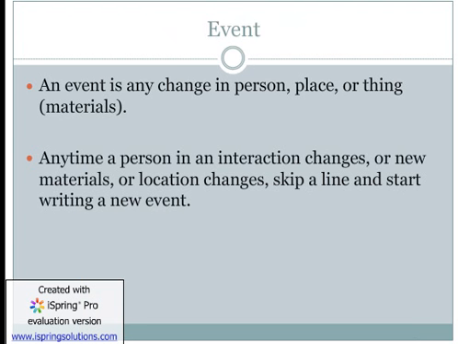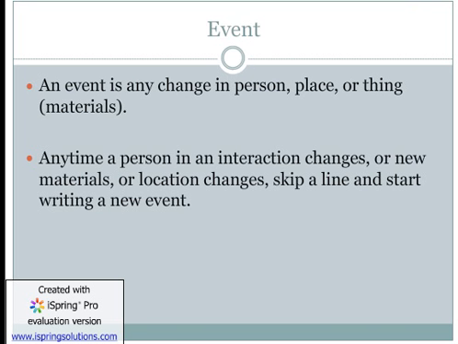The running record observations are separated into events. Events are any change in a person, place, or thing. It's like a noun. For example, if 2 children are playing on the floor with some blocks, and one of the children gets up and leaves, and one child stays, that's a change in person, so you would begin a new event. If the 2 children were playing with blocks and they begin playing with a game, that's a change in thing, so you would begin a new event.